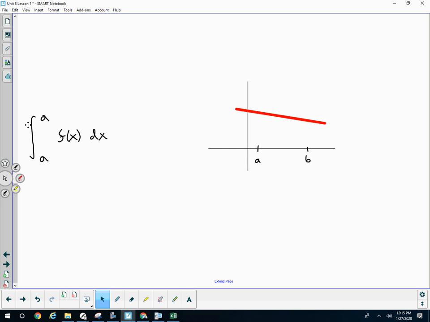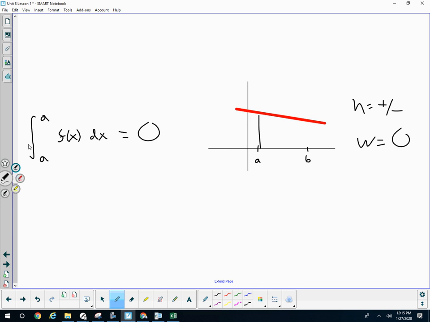What do you think, Mr. Butcher? What was your first instinct? 0 is correct. Why? The height could be positive or negative. Who cares? The width is 0. I'm going from A to A, from 1 to 1, from 3 to 3. I have no width. So you'd think it's like a line, it's a constant, but no, I have 0 width. So that's why it's 0.